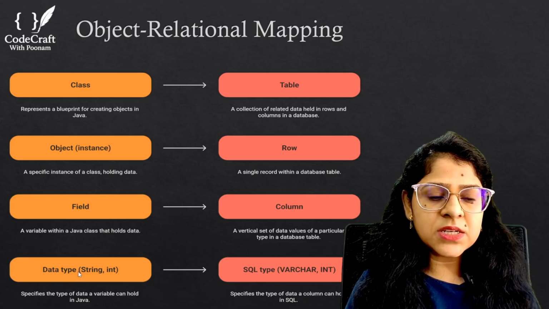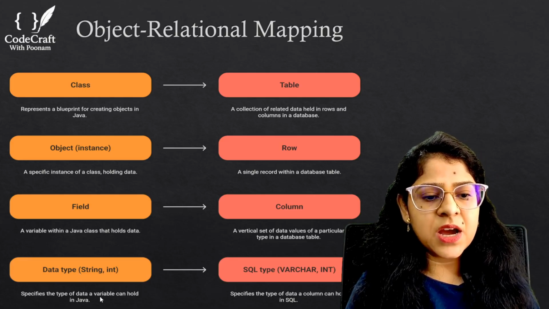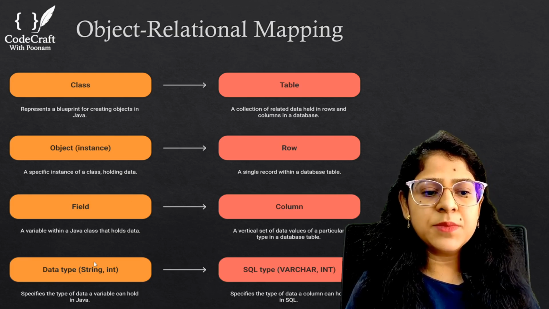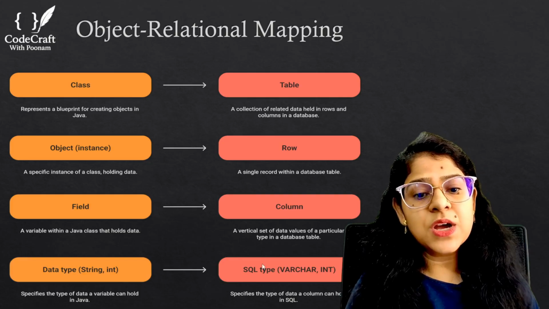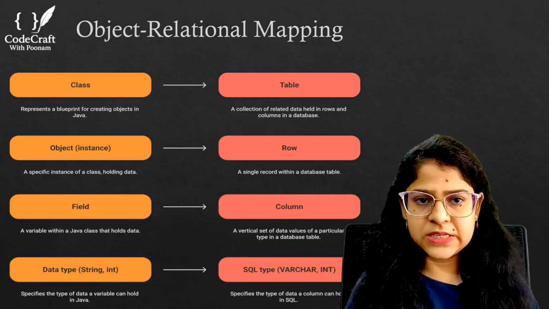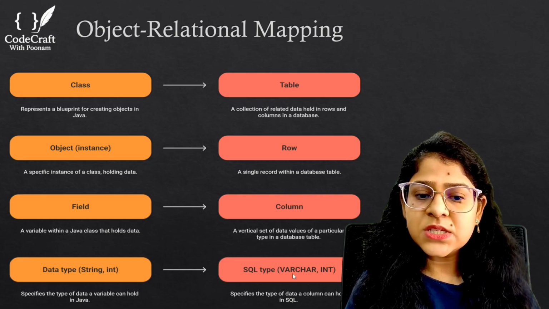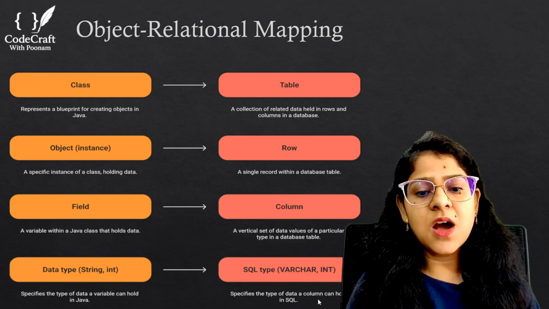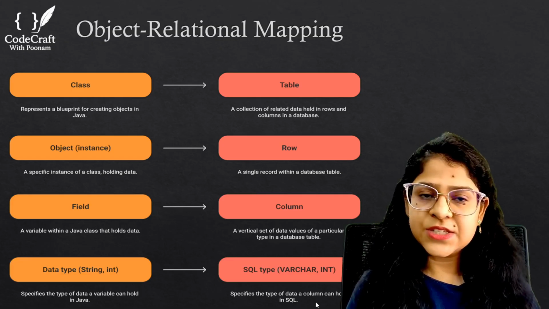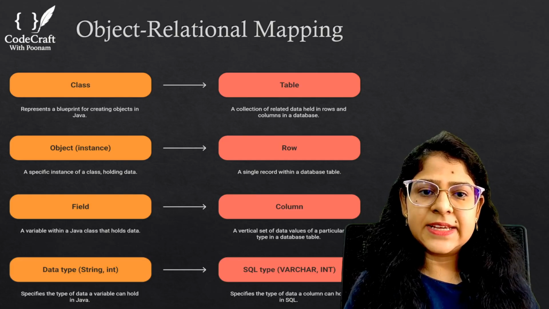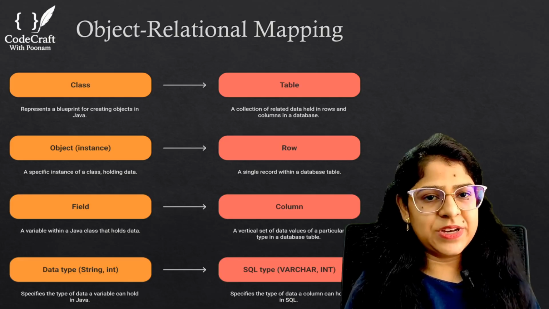And then coming to data type, whatever we have, string, int, etc. This data type specifies the type of data a variable can hold in Java. So this ORM converts this data type to SQL type. In SQL we have varchar, int, etc. So what is this SQL type? It specifies the type of data a column can hold in SQL. So this ORM is a technique that maps automatically.